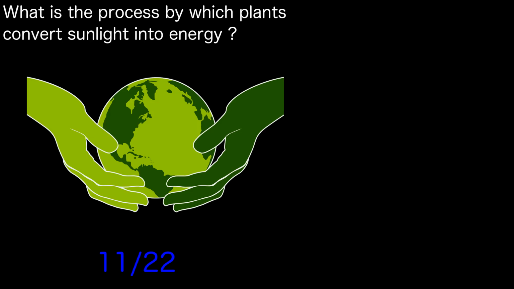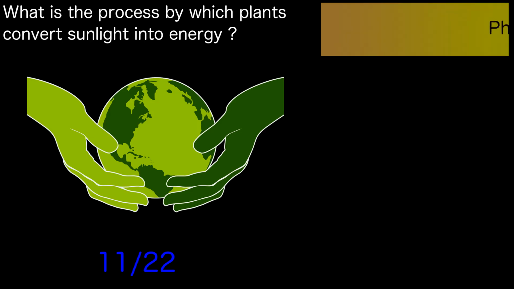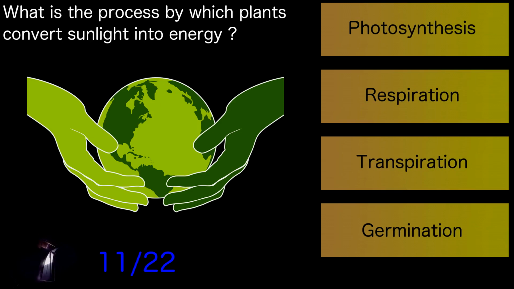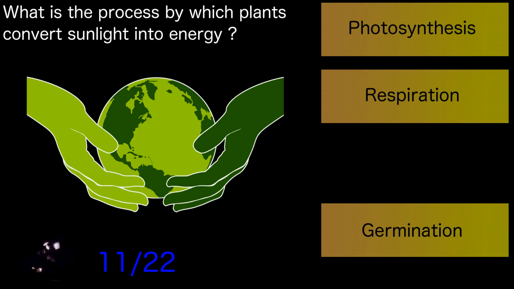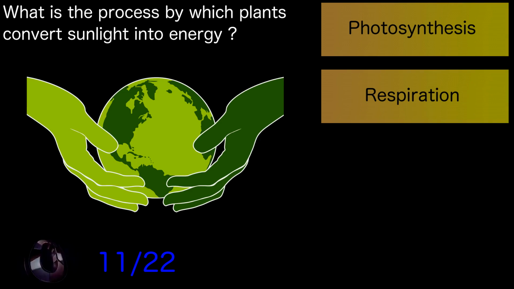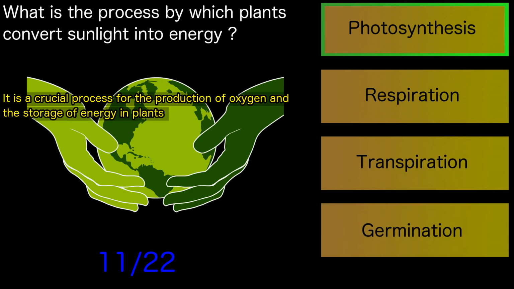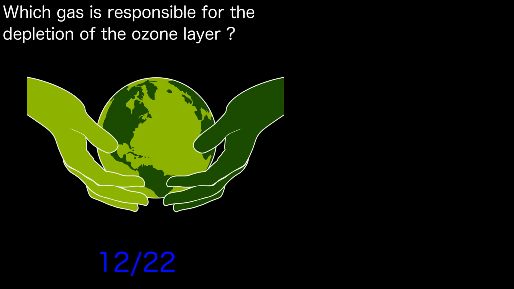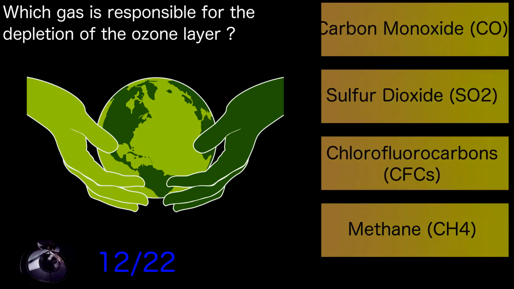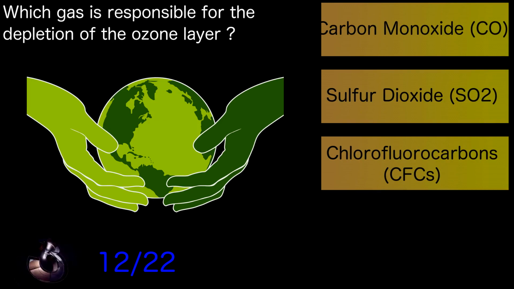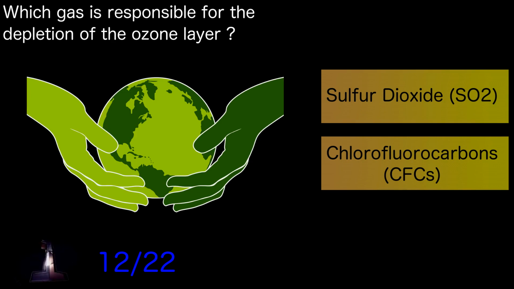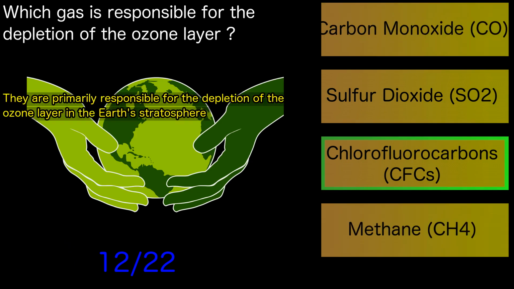What is the process by which plants convert sunlight into energy? Photosynthesis. Which gas is responsible for the depletion of the ozone layer? Chlorofluorocarbons.